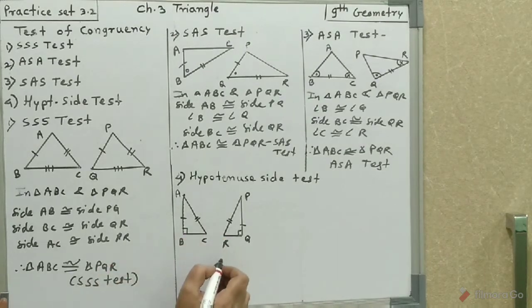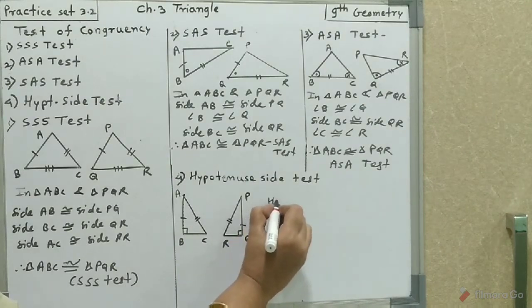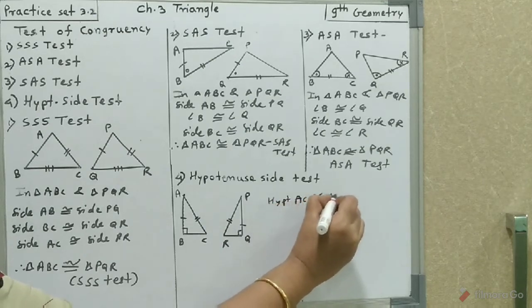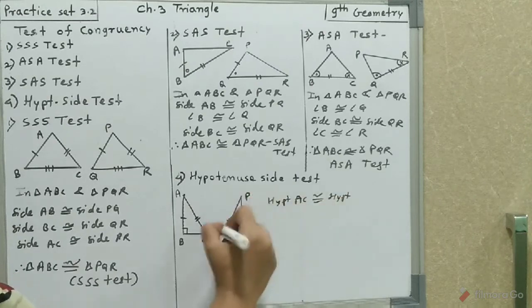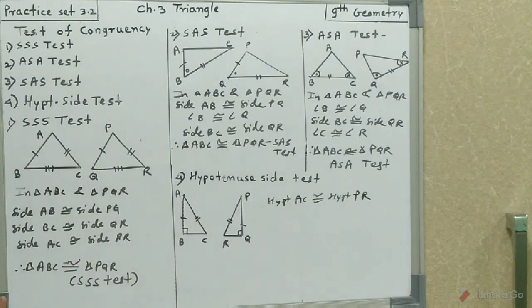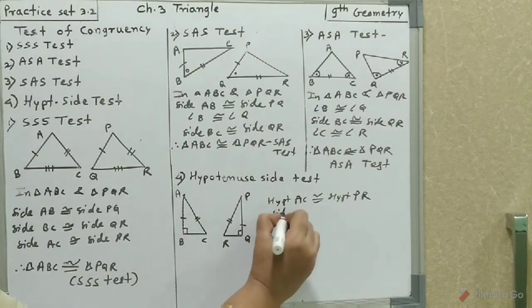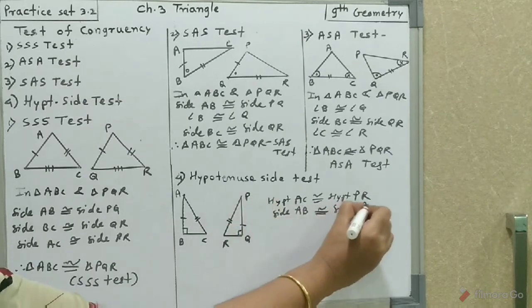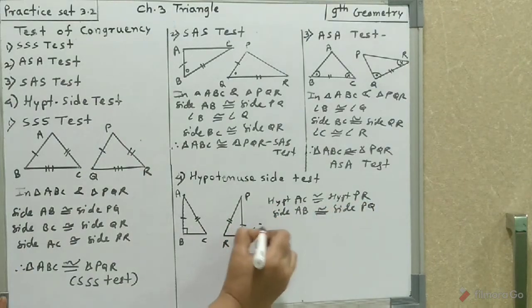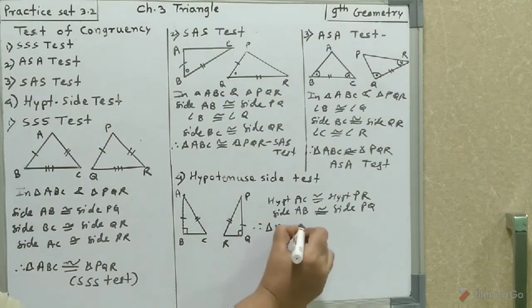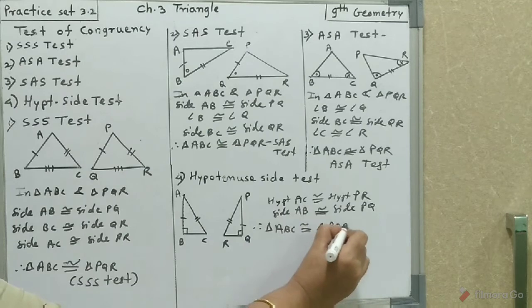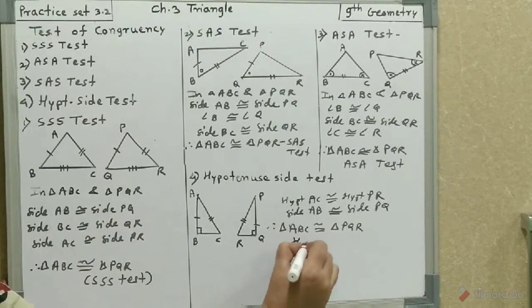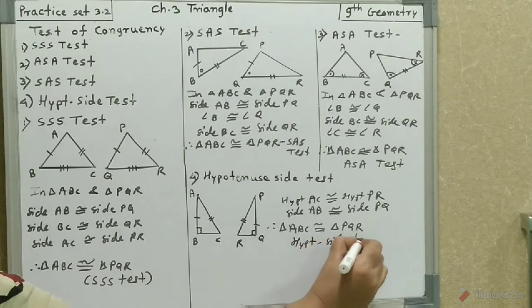So here we write hypotenuse AC congruent to hypotenuse PR. Okay, this is the first. And which side? That is the side AB congruent to side PQ. Okay, this is the next one. Therefore triangle ABC is congruent to triangle PQR. Okay, now which test? That is the hypotenuse side test.